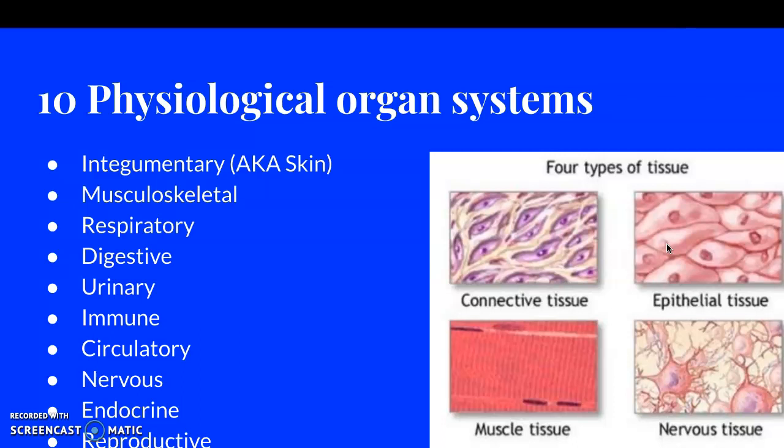And there are 4 types of tissues that you will find in these organ systems. These are the connective tissue, the epithelial tissue, the muscle tissue, and the nervous tissue. You will find in all of these organ systems these 4 types of tissues. So I want you guys to be aware of that, because we're going to be talking more about this in our next chapter, but I want you to be aware that there are these types of tissues that you will be finding in these organ systems.